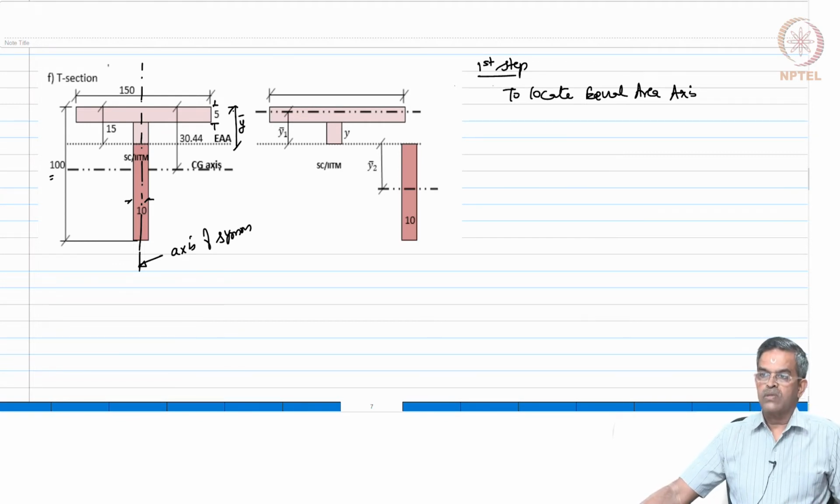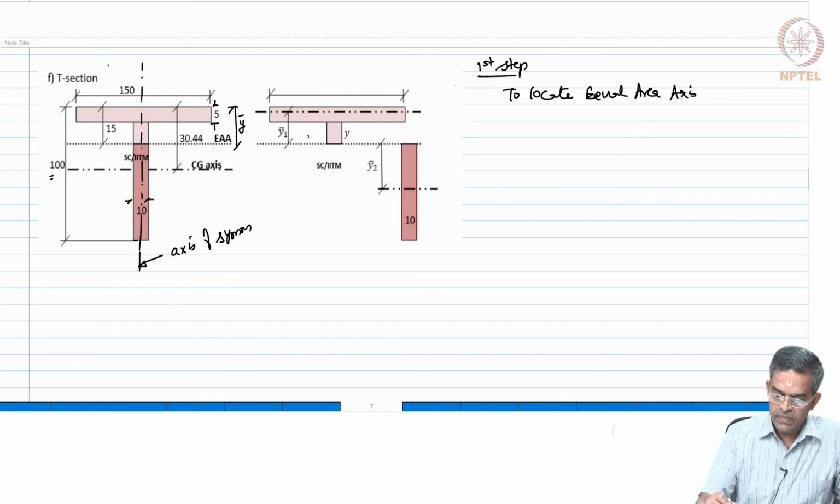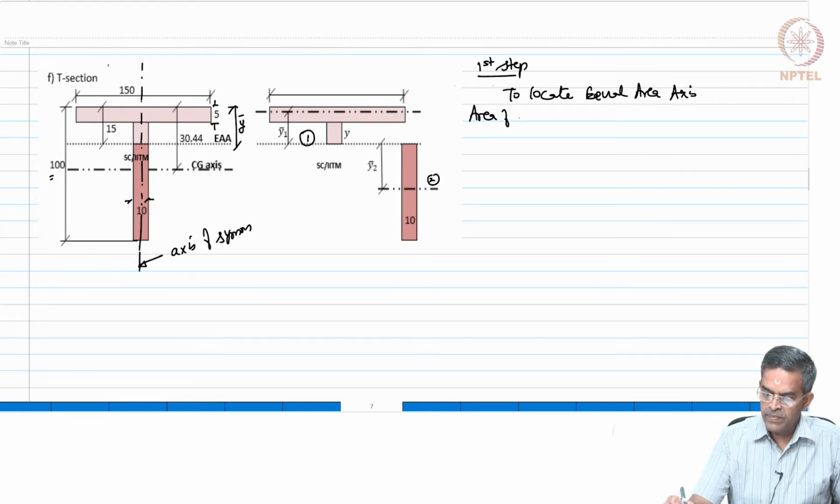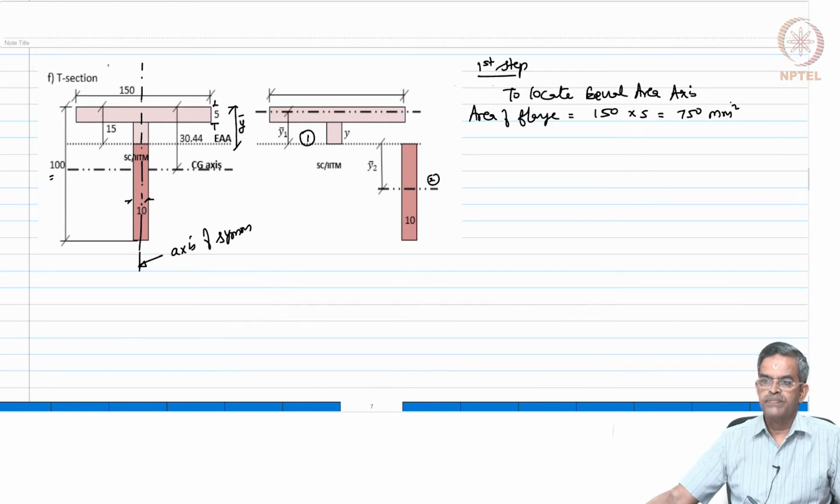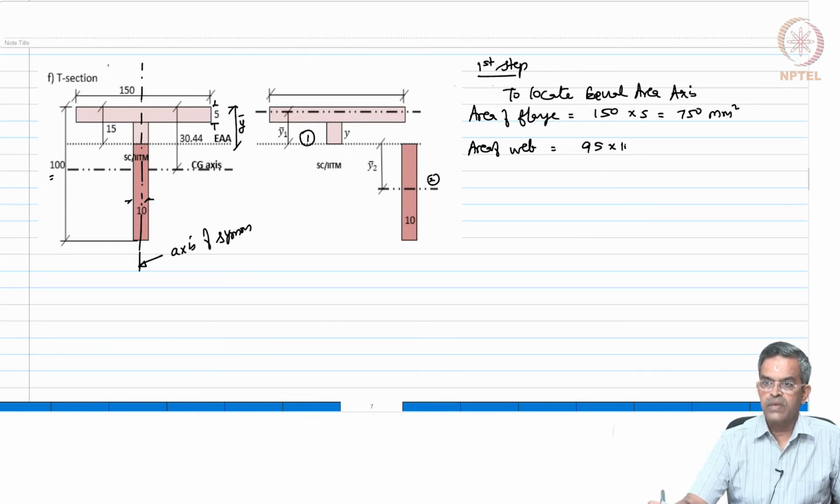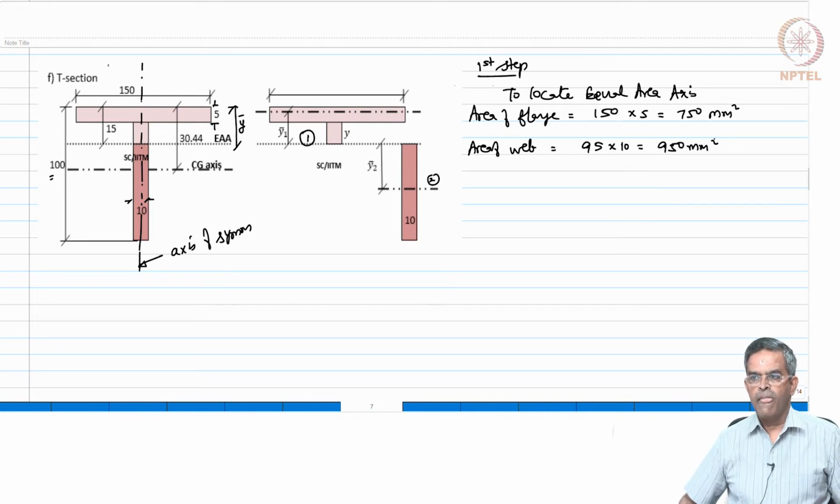So, the first job is to find out the equilibrium axis. So, let us divide this into two parts. Let us say this is my first piece and this is my second piece. Considering these two areas has got to be equal because of the equilibrium axis. So, let us find out area of the flange, which is 150 into 5. Okay. Let us find out area of the web, which is 95 into 10, which is 950. So, area of the web is more than the flange. So, therefore, the equilibrium axis has to lie at a distance y bar down into the web.